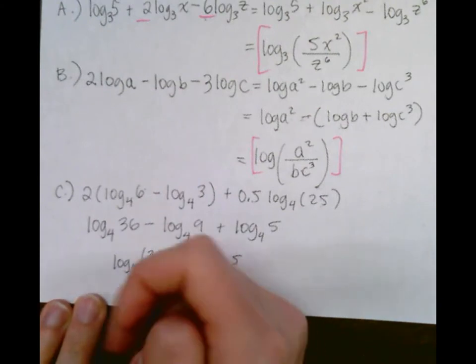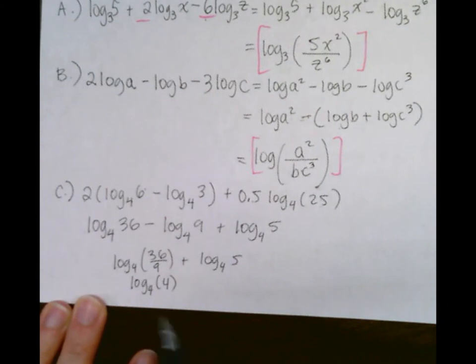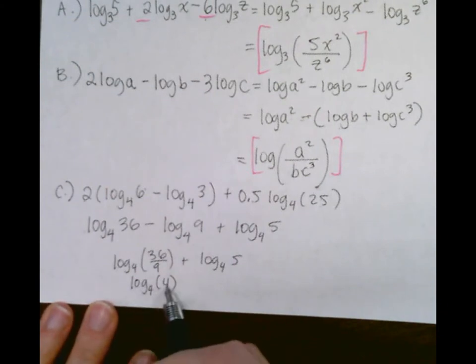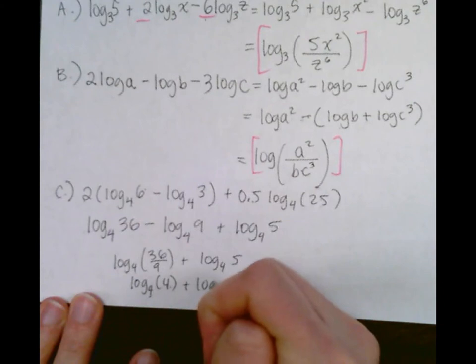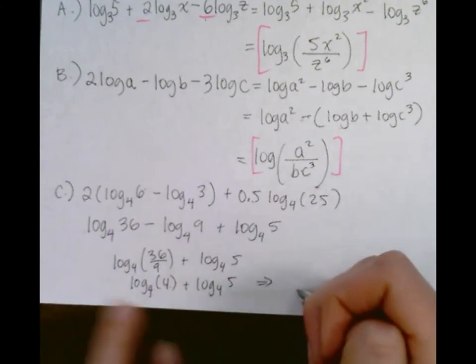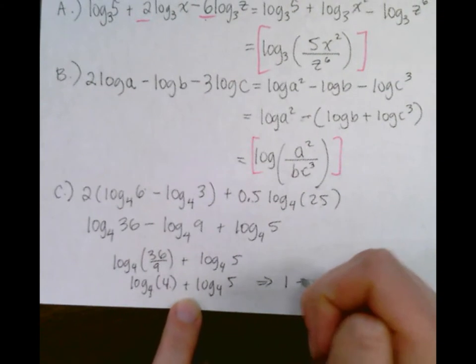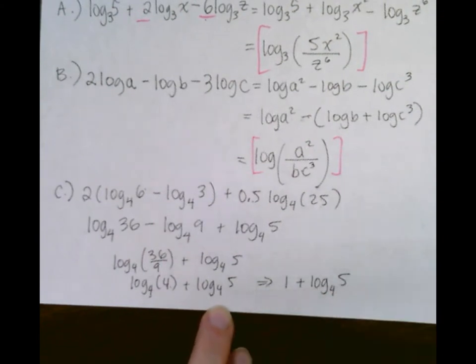It's just 4. So this becomes log base 4 of 4, which is one of our properties, because we say log base b of b is equal to 1 because 4 to the first power is 4, right? So our final answer would be, I just replace this with a 1, plus log base 4 of 5. Okay, and that would be our final answer.